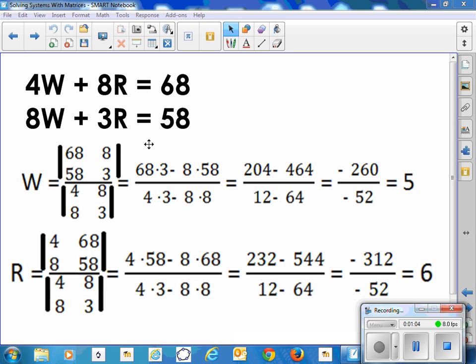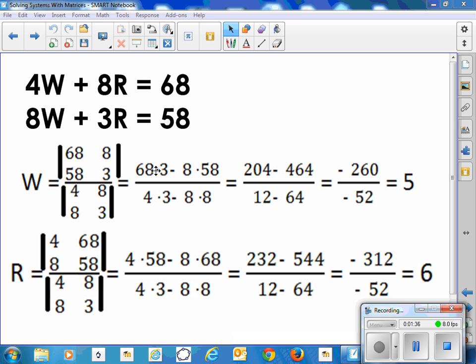Well, let me show you what a determinant is. A determinant takes the upper left, multiplies by the lower right, in a 2 by 2 matrix anyways, and subtracts the lower left times the upper right. I guess the order of multiplication isn't critical here. And so a matrix will do 4 times 3 minus 8 times 8.